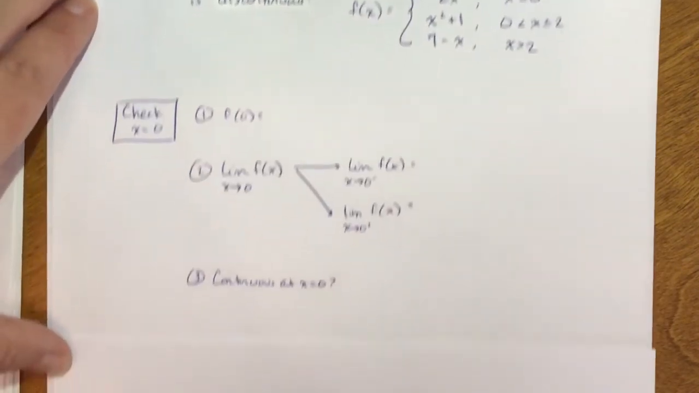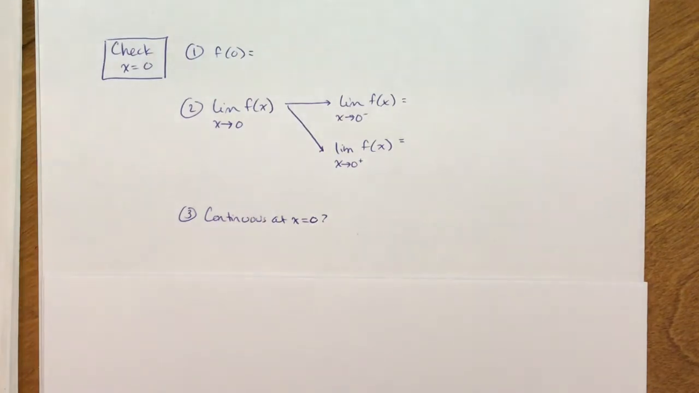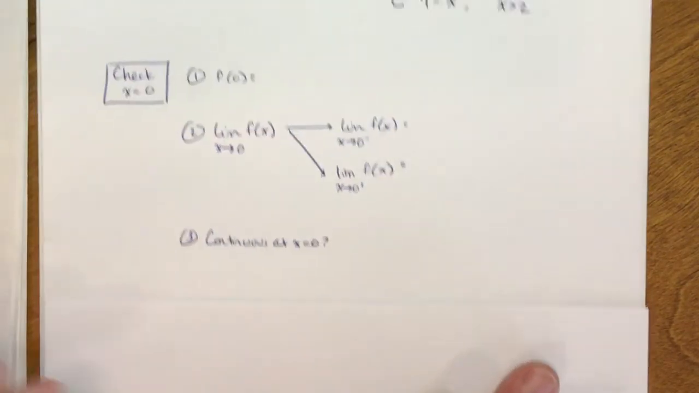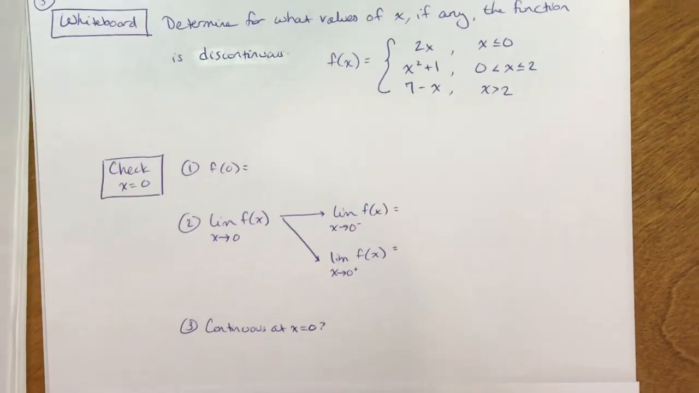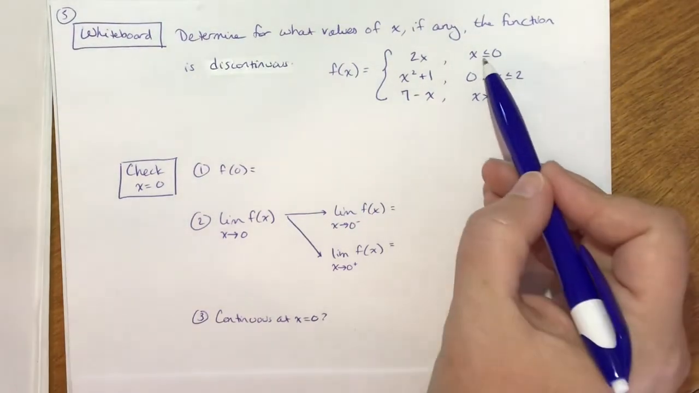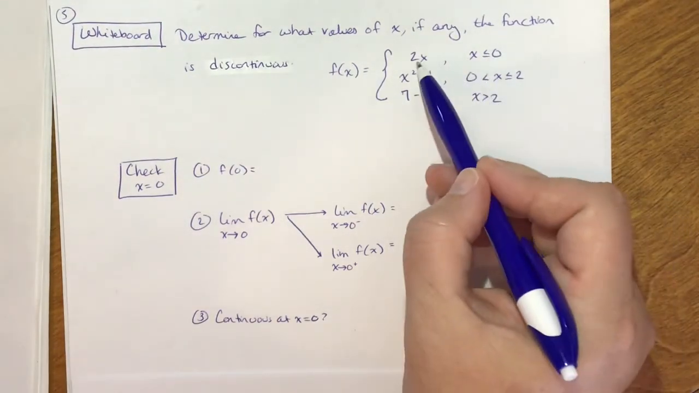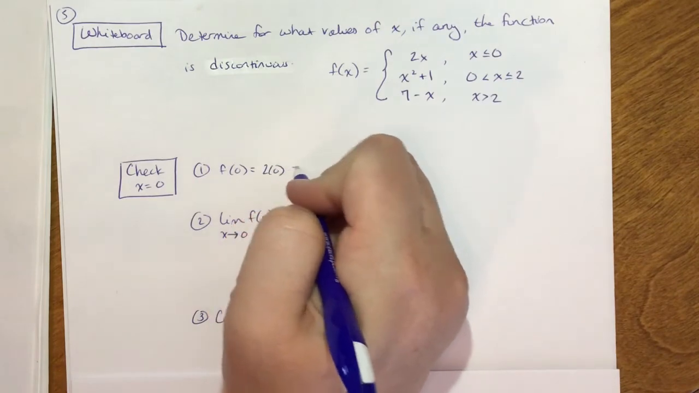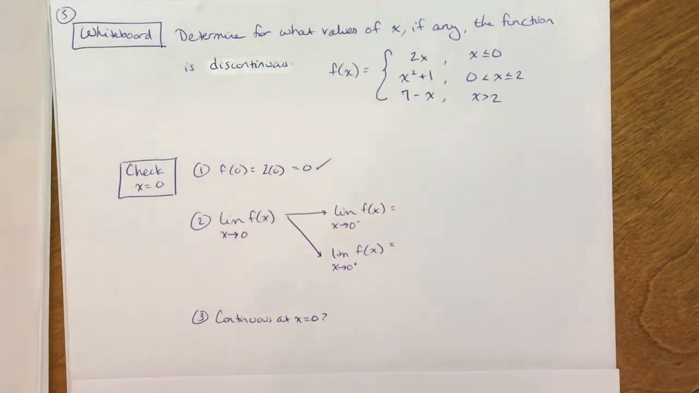So let's check at x equals 0. The first thing I'm looking for is whether that function is defined at x equals 0. Let me see if I can get the whole thing in here. Okay, so if x equals 0, we're on this piece of the function, right? So the function value is 2 times 0, or 0. So we're good, it is defined.